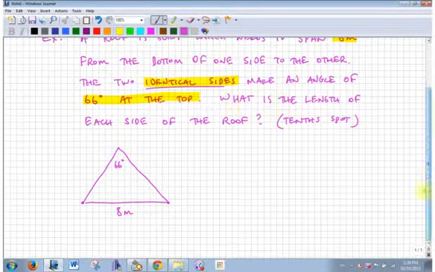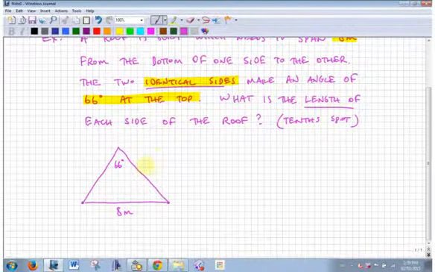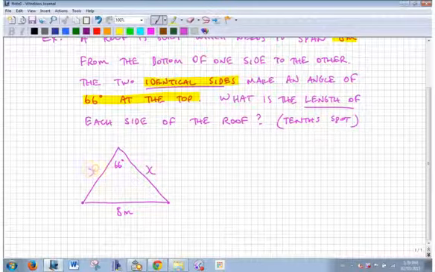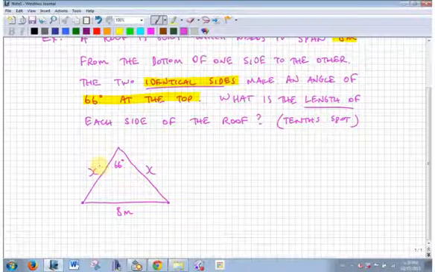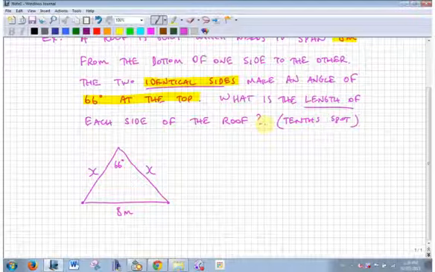All right. So, what am I trying to find here? What's the length of each side of the roof? Let it be x. But if you understand this is an isosceles triangle, isn't that also x? They're the same length. I just said that, right? So it's kind of like a tricky question in that sense. All right.